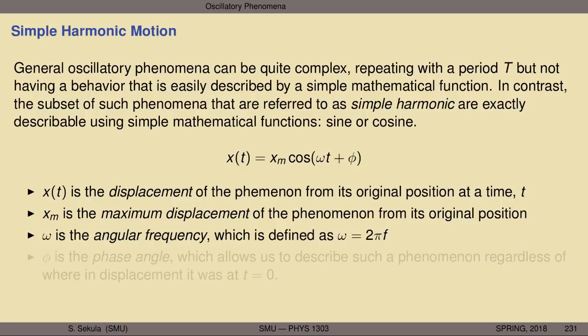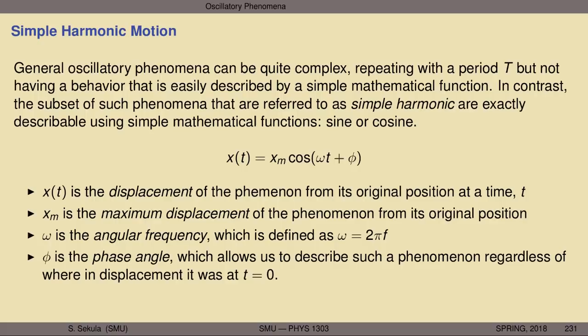Omega is a new quantity that we'll go into more depth in a second, known as the angular frequency, and it's defined as 2 pi times the frequency, which is 1 over the period, of the phenomenon. So omega, and again we'll go into more depth on this in a second, is 2 pi over the period, or 2 pi times the frequency, and you'll see why in a moment.